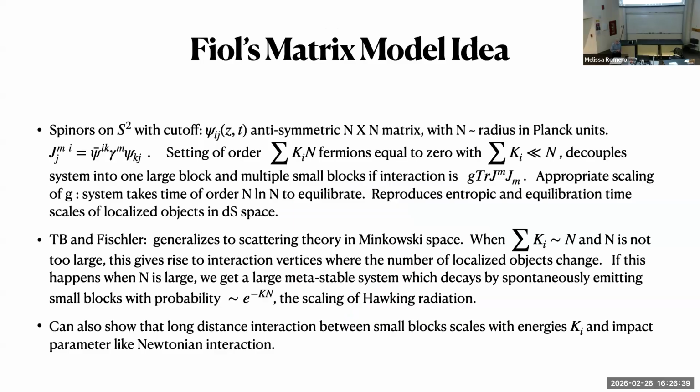Okay, we have some models based on matrices that actually reproduce the scaling laws of black hole physics based on actual quantum mechanical models where the fundamental variables are matrices with fermionic matrix elements. The matrix elements are little fermionic variables. So we can get a lot of physics that looks a lot like the physics of gravity out of these models.